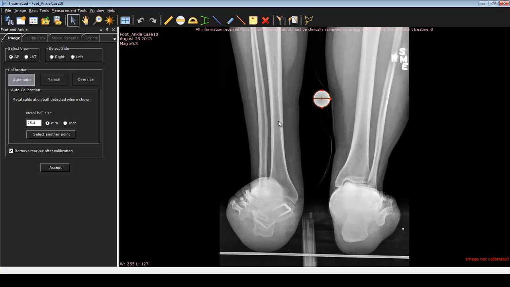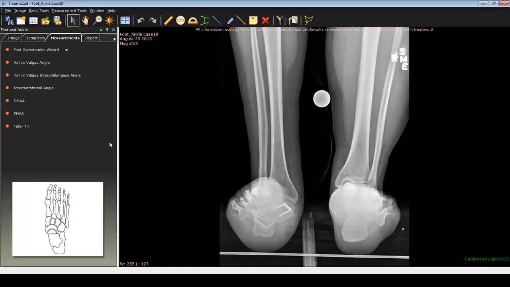We're also working on the right side, so we have to select the right, even though we're seeing both extremities in the image. And next, we will calibrate our image to 2.54 centimeters, and that is already set for us, and we'll accept that. The next screen that will pop up is all the various angles, but again, we're not correcting anything in the forefoot, so we're just going to ignore these and use my favorite tool within the toolbar, and that's the interline angle.